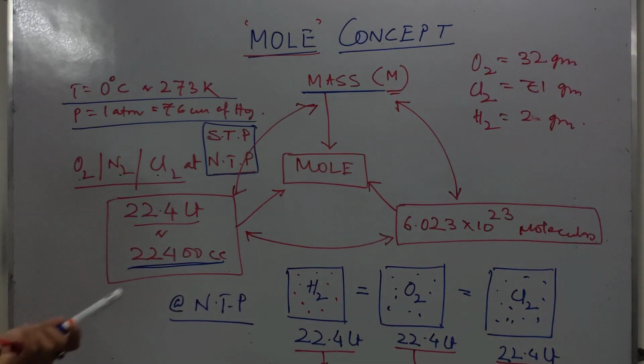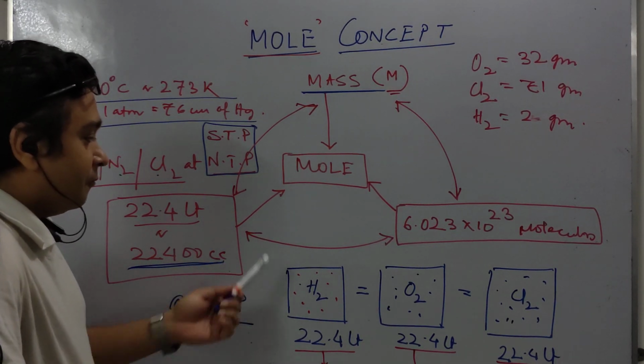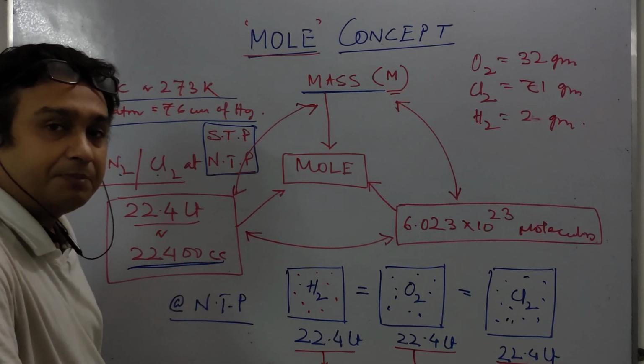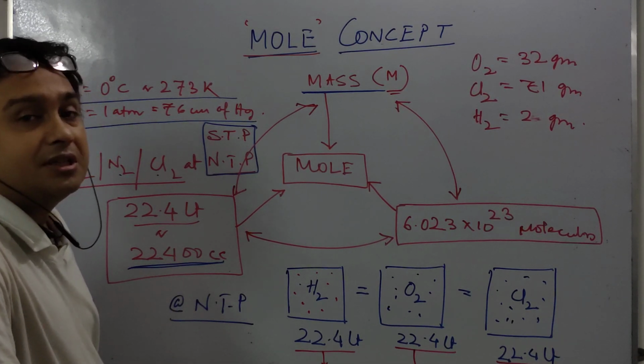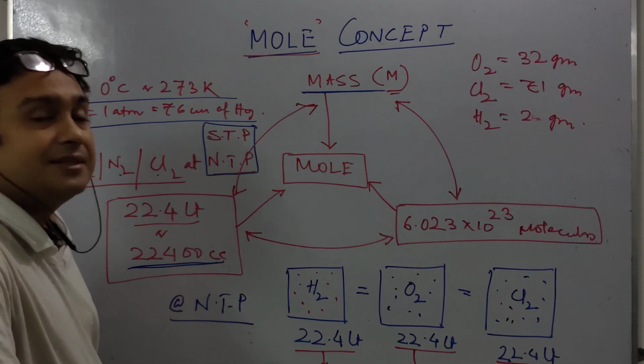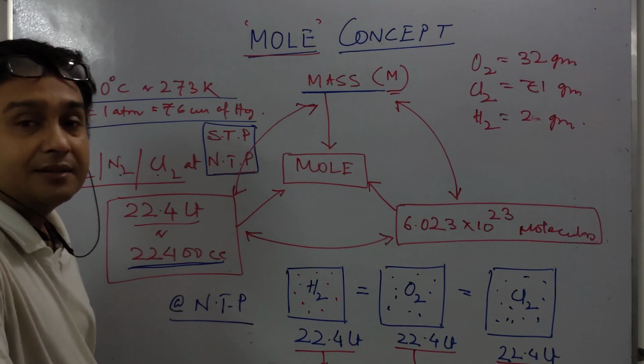So the number of molecules may be the same at NTP. The volume, if all three are gases, may be the same at NTP. The dissimilar point is the molecular mass, because their density is different. Someone is heavier, someone is lighter.